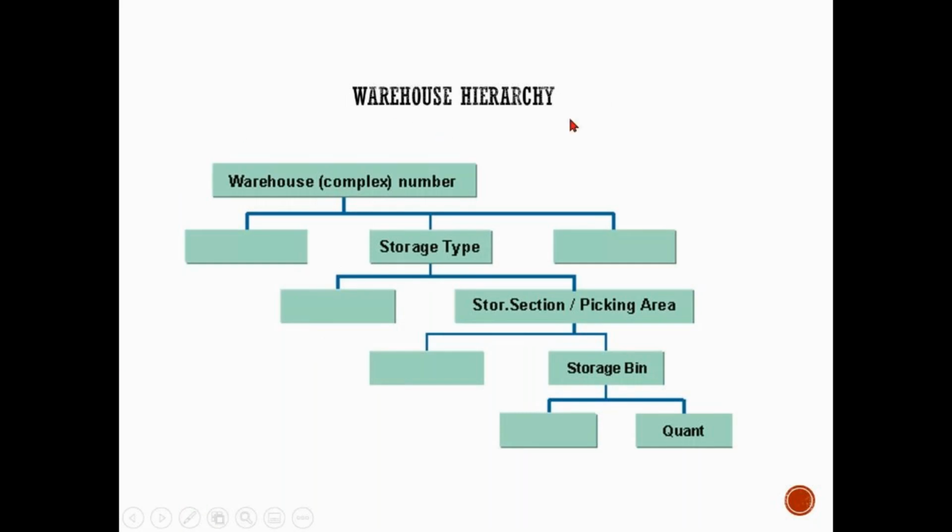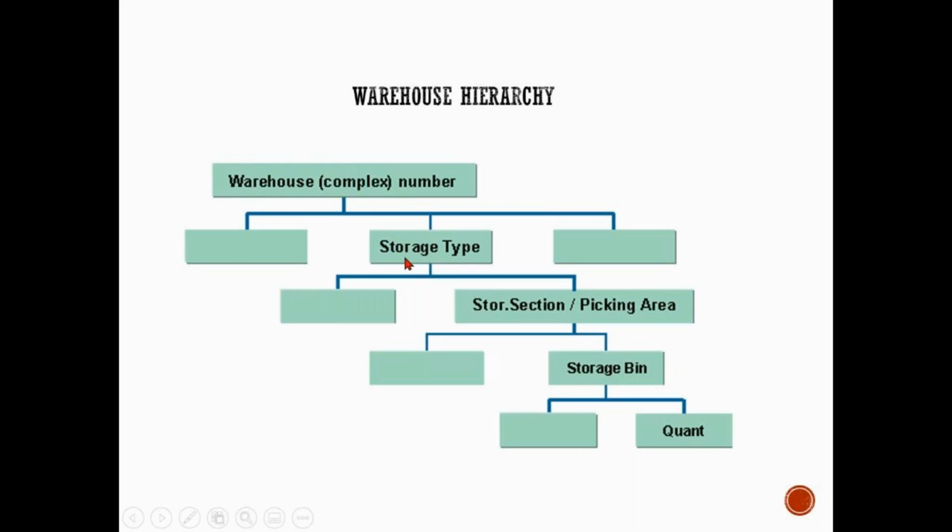Okay, this was the technical hierarchy in the system, how the system really works. Above this we have plant and storage location. Plant and storage location is mapped to a warehouse complex. Warehouse is a big room, try to understand it like that. Inside that big room, I split it into two parts, storage type 1 and storage type 2. So inside that big room, which is the warehouse, we have storage types.